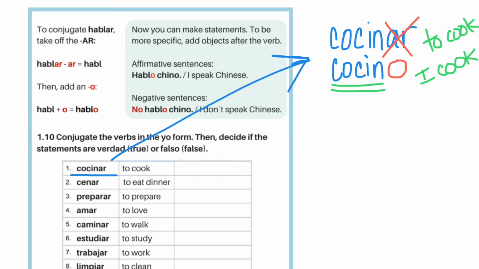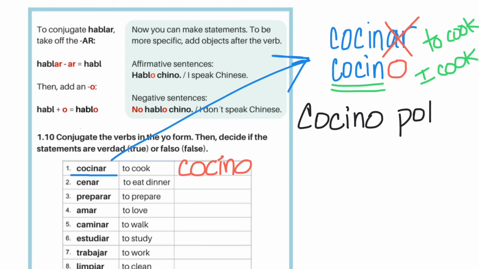So now that I have cocino, I can start to make sentences with this. I can write this down here in the third column. That's what you'll do. But I can go even further and I can make sentences about the things that I cook. Cocino, off the top of my head, thinking of words that I already know, I would probably say pollo. If you're not familiar with that, that means chicken.